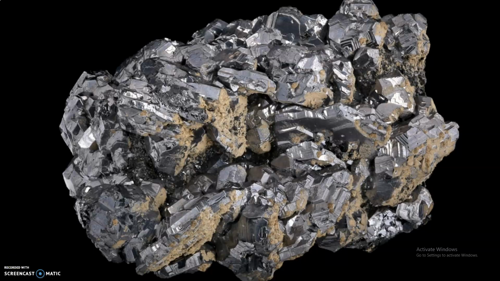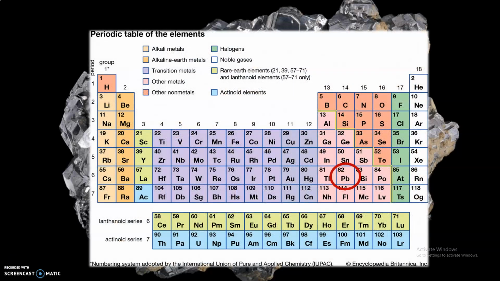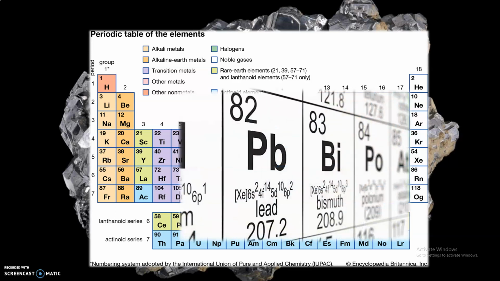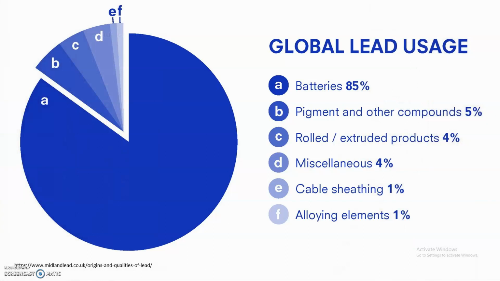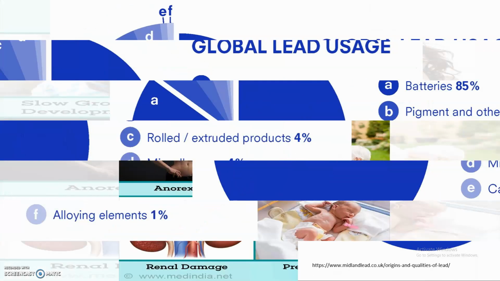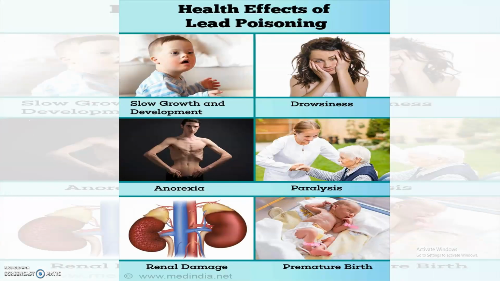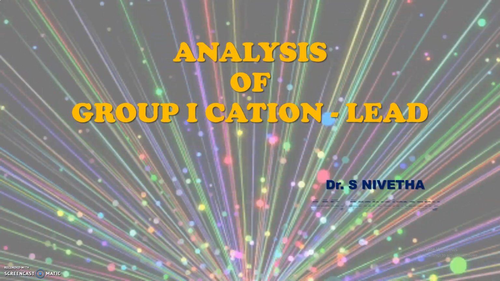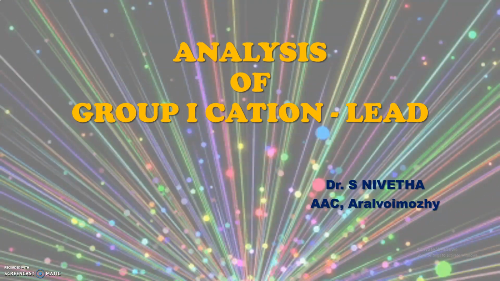Lead, the 82nd element in our periodic table, is having its own applications as well as poisoning effects. So let's see in this video how to analyze this lead. First, the preparation of original solution.